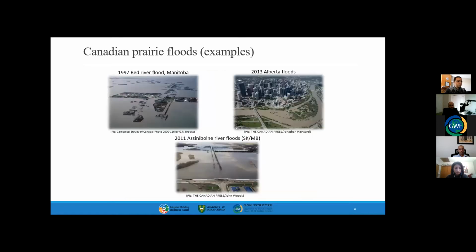These are also three examples of the floods of the Canadian prairies. A flood in 1997 in Manitoba, 2011 across Saskatchewan and Manitoba, and floods at several places in Alberta in 2013. But I want to highlight that flood that happened in 2013 and inundated the downtown of Calgary with damage estimate over 6 billion Canadian dollars. And that flood that inundated the downtown of Calgary only had approximately 1 in 40 years return period, as estimated by Pomeroy and others in 2016.